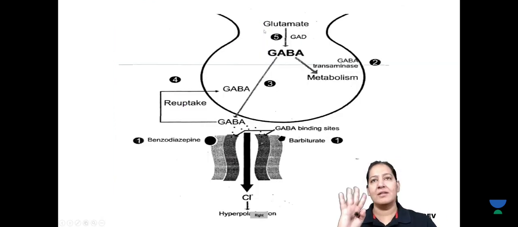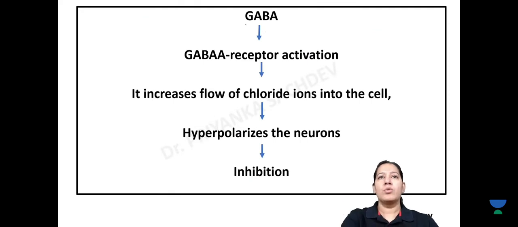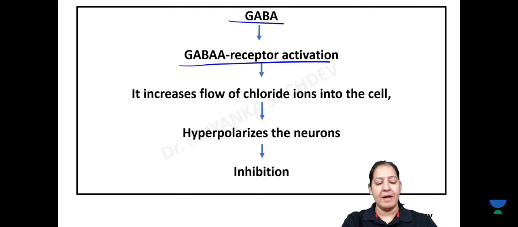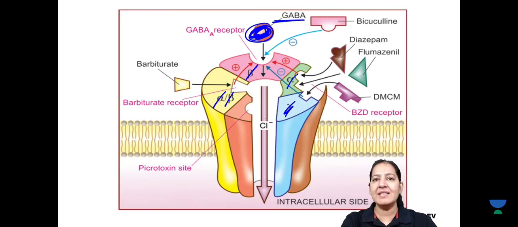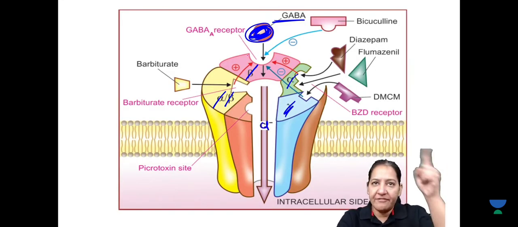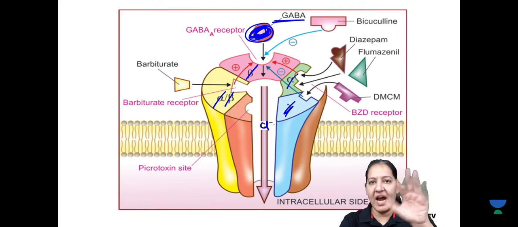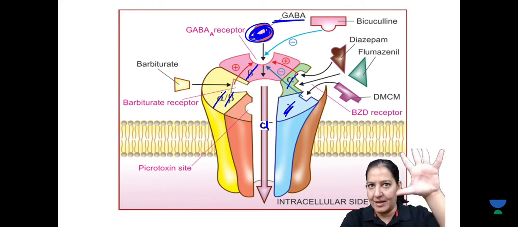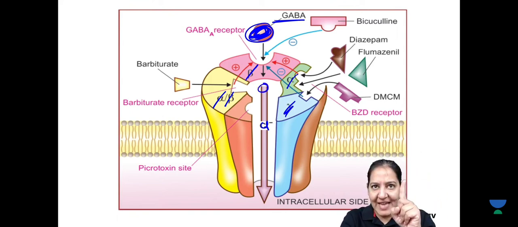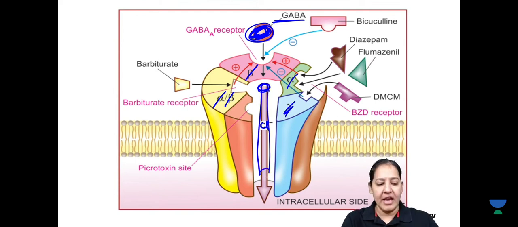These are the things you can understand. So GABA is coming out and acting on its receptor. Once it acts on the receptor, can you see the chloride channel in the center? These are the 5 GABA receptors, 2 alpha, 2 beta, and 1 gamma. Surrounding them in the center, can you see a chloride channel?